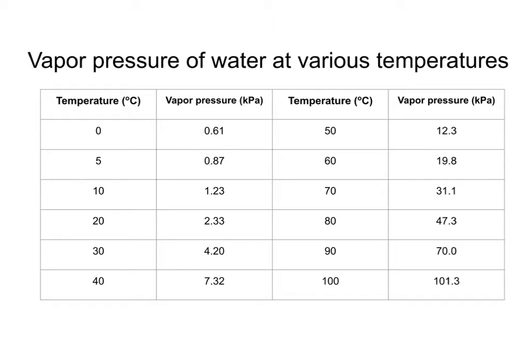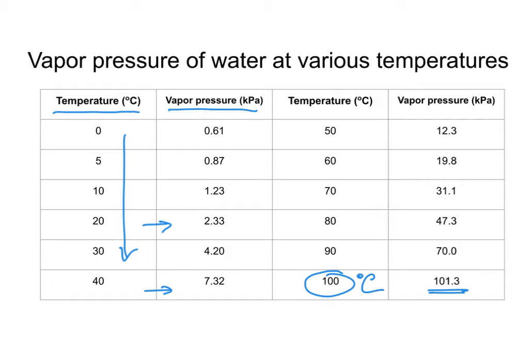We have studied vapor pressure and we know that it depends on temperature. In this table we have temperature of liquid water and the corresponding amount of vapor pressure. Vapor pressure increases with temperature. It is true for all liquids, not only for water, but water is a convenient familiar example. At temperature 100 degrees Celsius, vapor pressure of water reaches a familiar number, 101.3 kilopascal, the standard pressure.